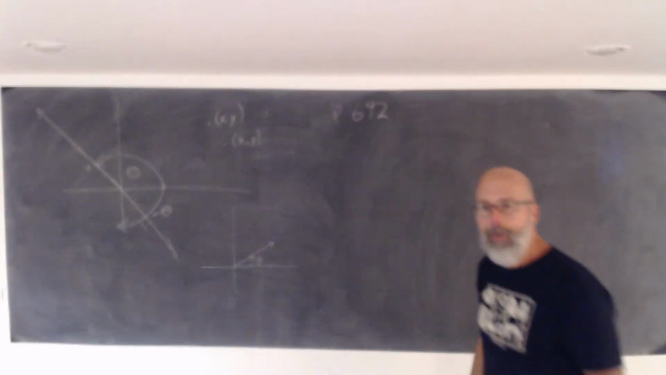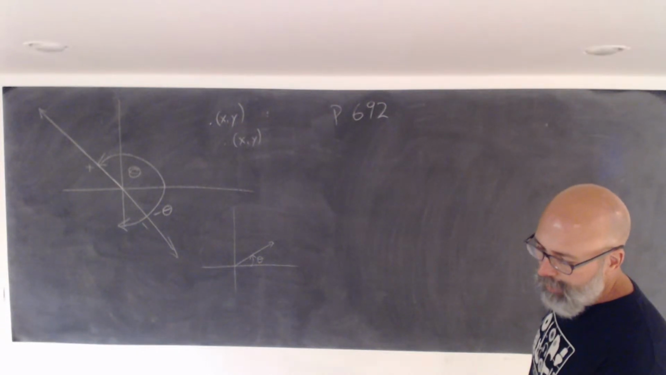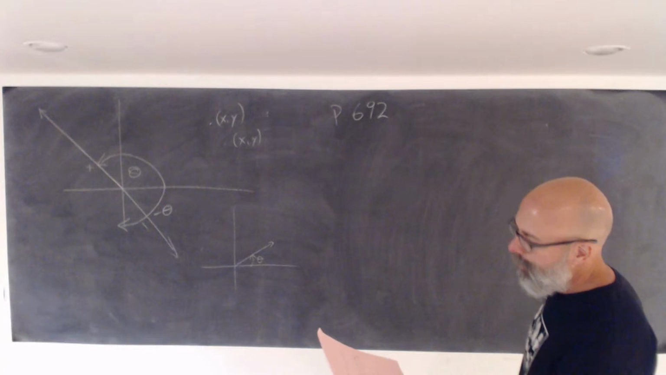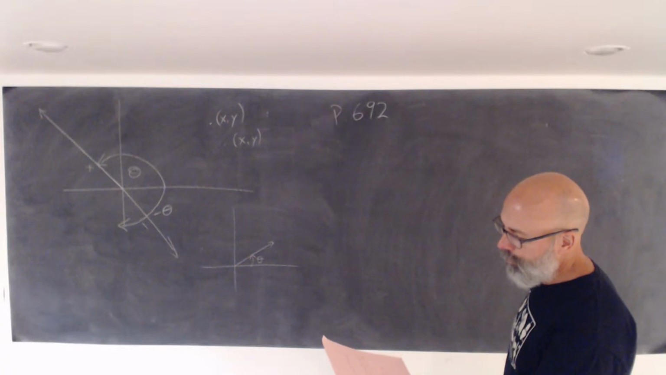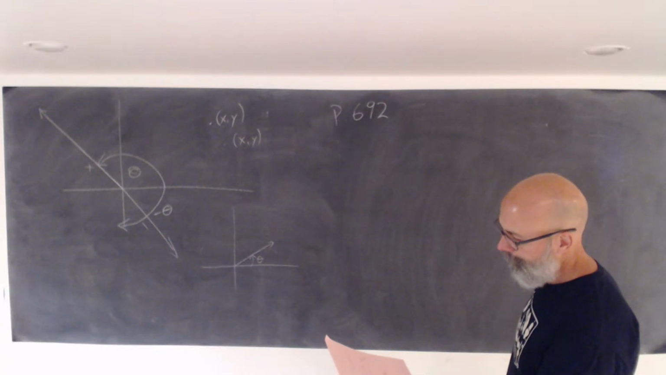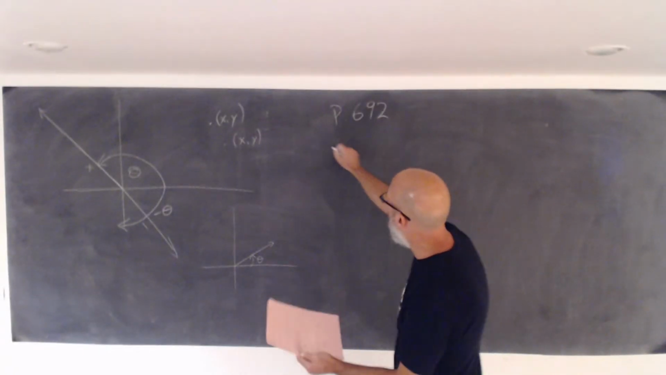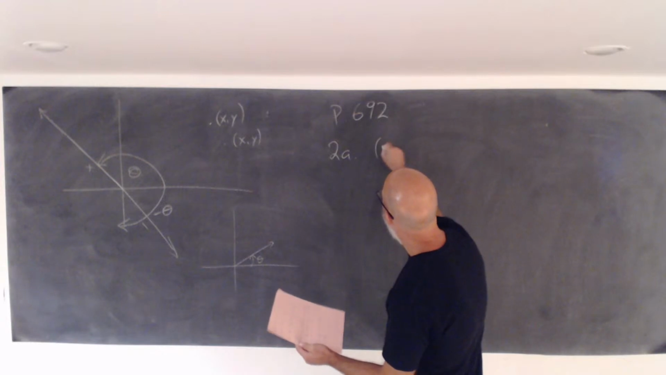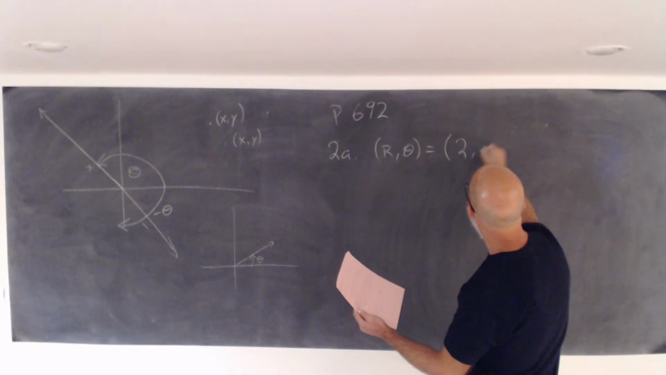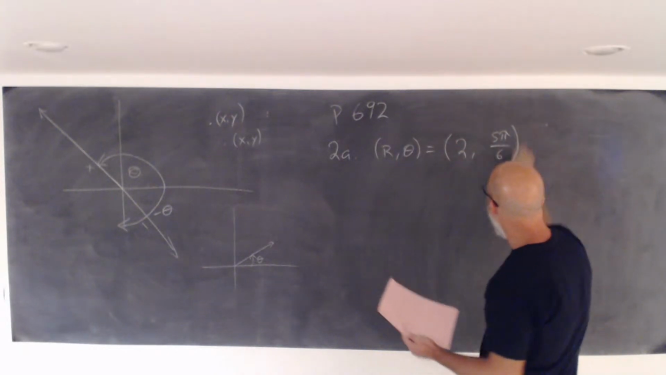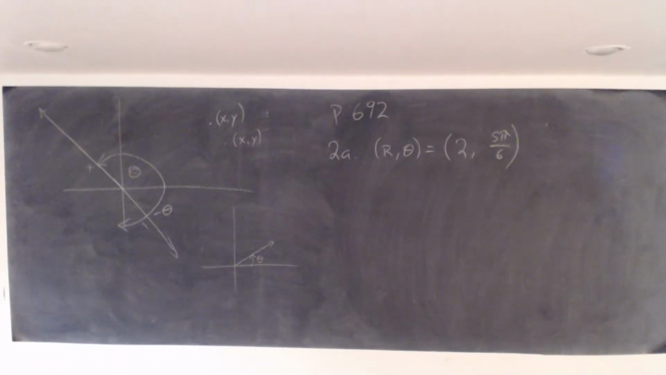So let's start with a few examples. Page 692, the question is asking us to plot the points whose polar coordinates are given, then find two other pairs of polar coordinates of this point, one with a positive r and one with a negative r. So r, theta is given as 2, 5 pi over 6. Let's start by plotting this on the xy plane.